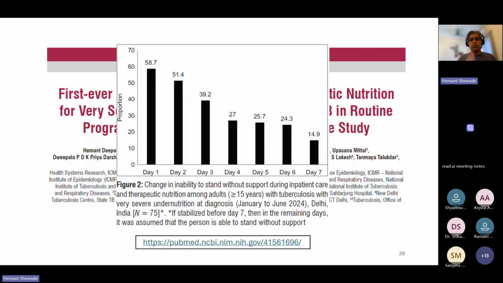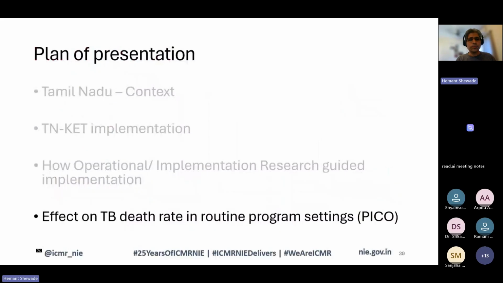That is, the proportion unable to stand without support reduced significantly during therapeutic nutrition. And we also generated information for the first time that it took around 4 to 5 days to stabilize an adult with TB with a very severe undernutrition who was provided therapeutic nutrition. Quickly coming to the effect on TB death rate in routine program settings, just 4 more slides and I'll conclude.